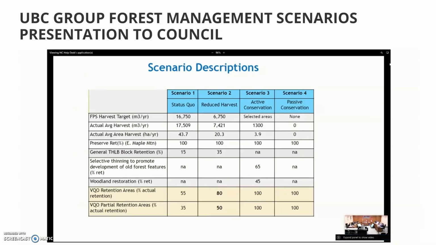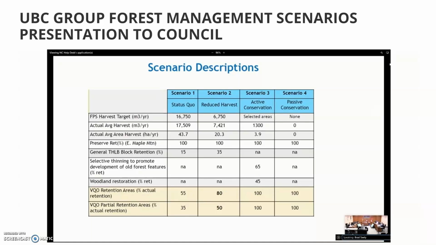There we go. Okay, so here's a table describing, in general terms, the 4 different scenarios. So you can see status quo on the left going over to scenario 4 of passive conservation on the right. The first row shows the harvest targets that we put into the landscape level model. Now, the harvest targets are usually a little lower than what we had hoped to achieve, because the model tends to always hit the minimum amount.